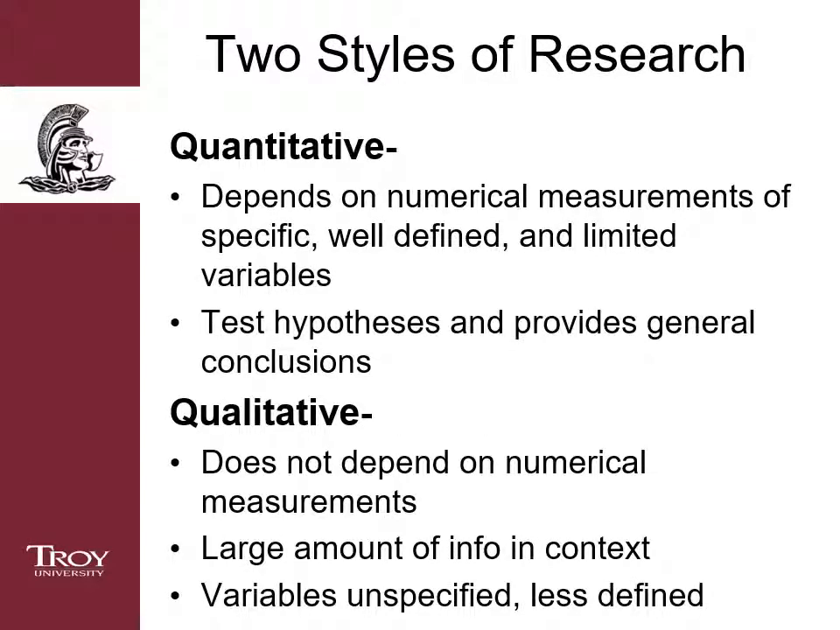Now, there are two styles of research that you will see. One is quantitative, and I beat you up in our course with quantitative stuff, right? Quantitative research depends on numerical measurements of specific, well-defined and limited variables. The important thing is not so much the numbers part, but the variables part. When you see a quantitative study, they have very clear variables defined, and those variables have come from theory, right? The theory said these are the things that are important. And then they define those things and operationalize them.